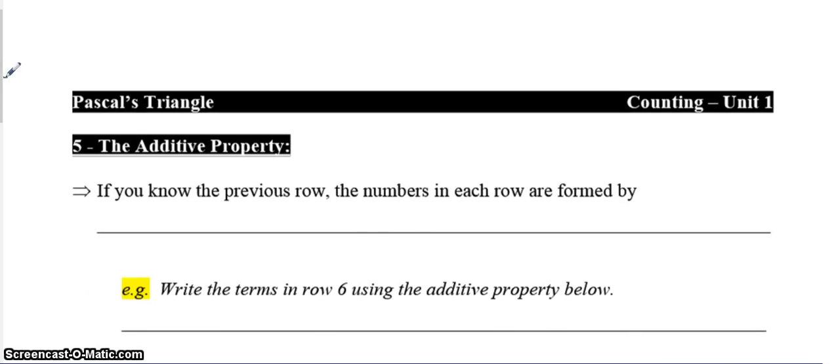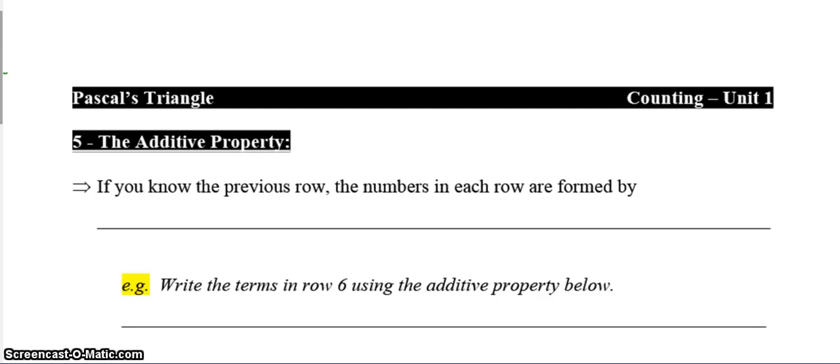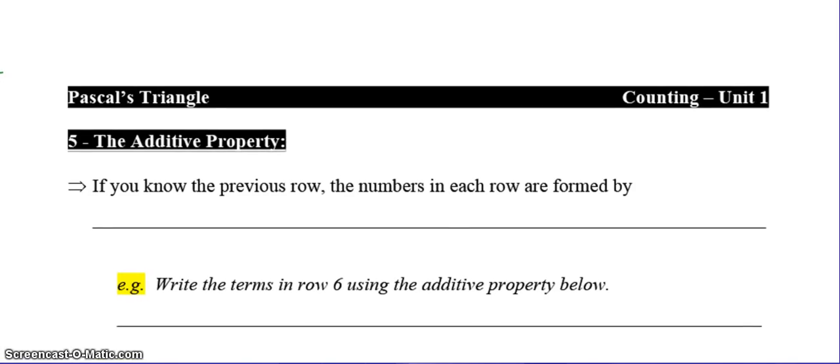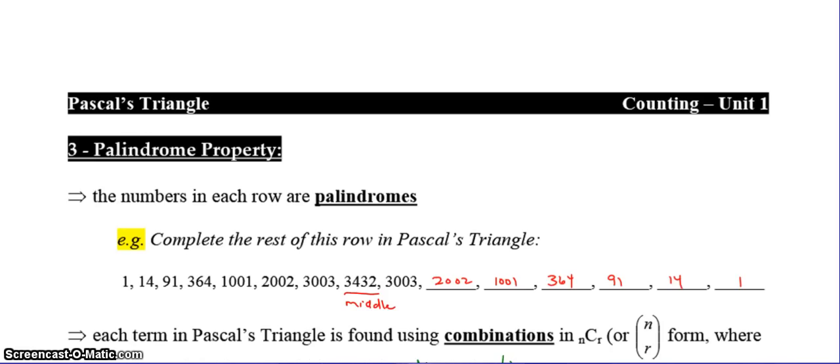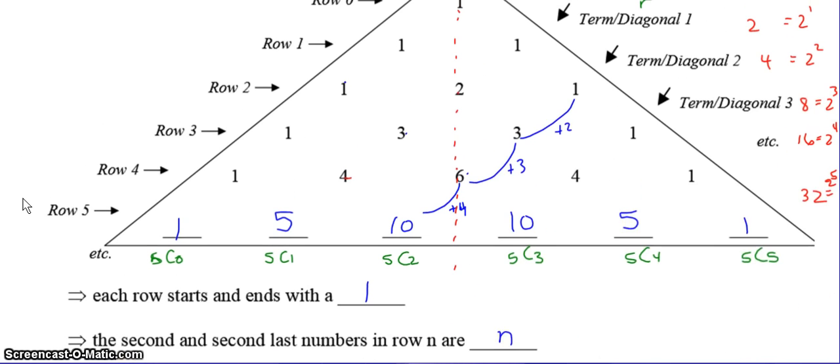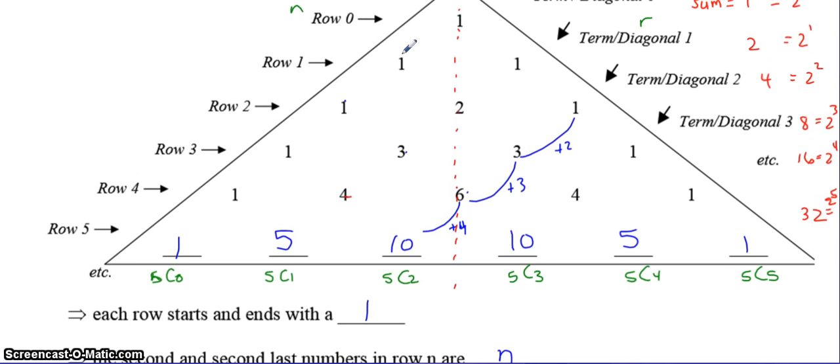So the next pattern that you need to know about is the additive property. So in the additive property, in order to get the next row, rather than looking at this pattern to get this 10, you could have gotten this 10 from taking 4 and 6 and adding them to get 10. So any value is found by taking the two terms above it and adding them.